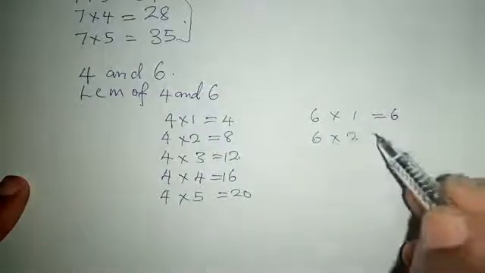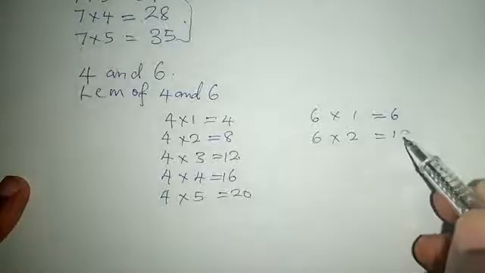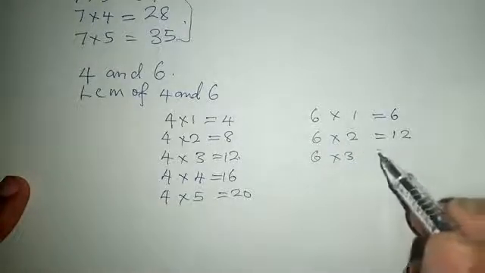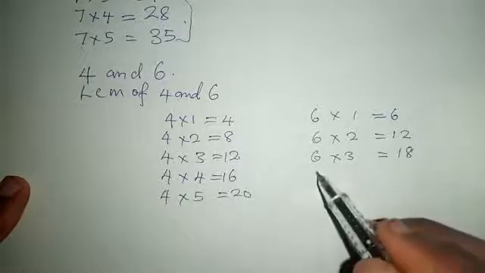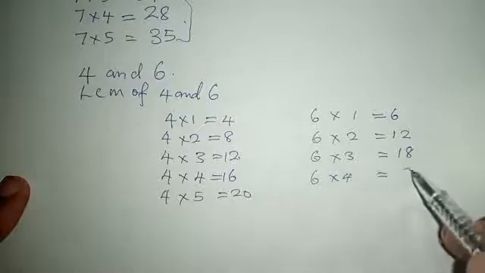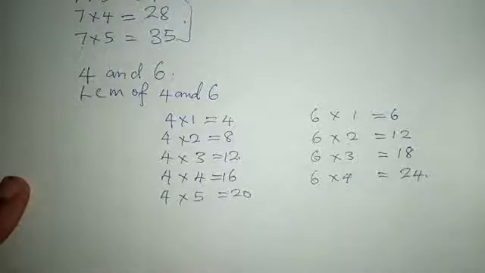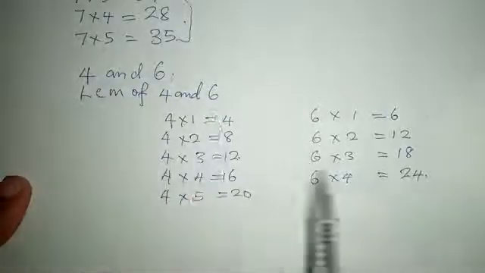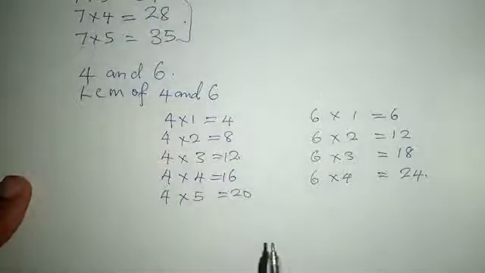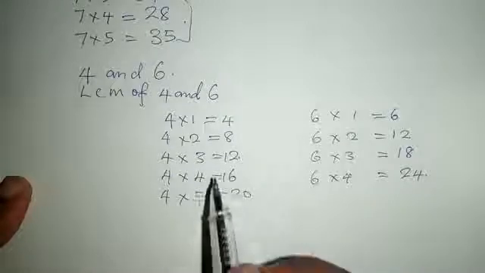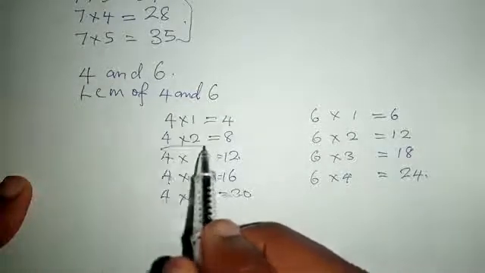6 times 2 is 12. 6 times 3 is 18. 6 times 4 is 24. Now, if you check very well, which number is common? Which multiple is common to 6 and 4? I come again. Which multiple among these, which number is common to 4 and to 6? If you check very well here, there is 12 here.